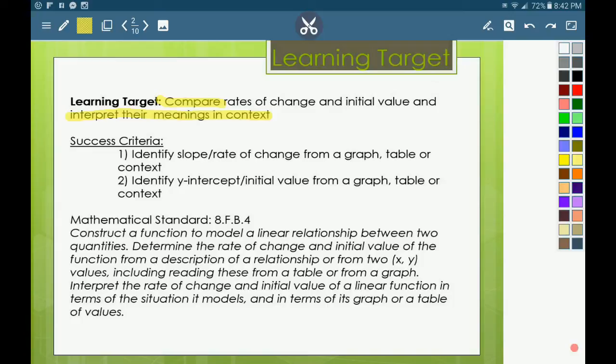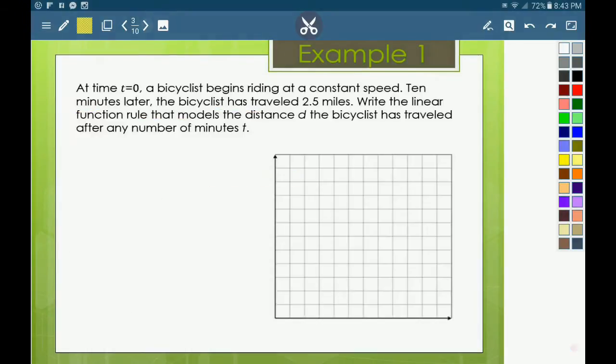To be successful in this, we need to identify slope and rate of change, just like we did yesterday, in all those different forms. And we also need to be able to identify the y-intercept, or the initial value, in all of those different forms. So let's take a look at the first example.